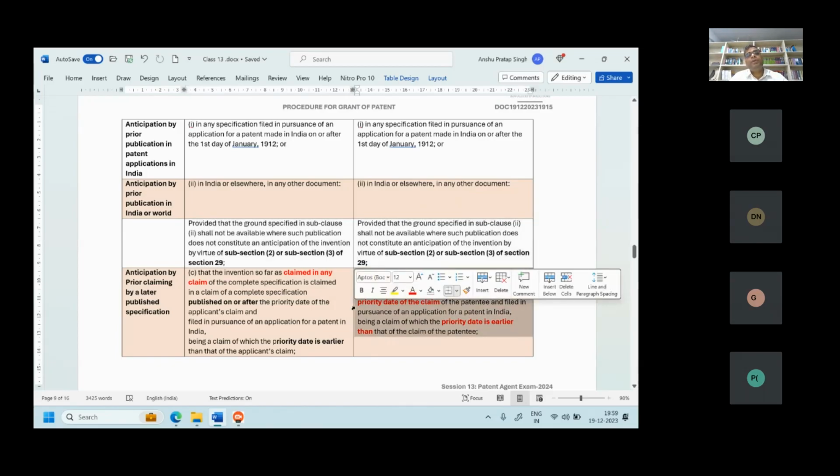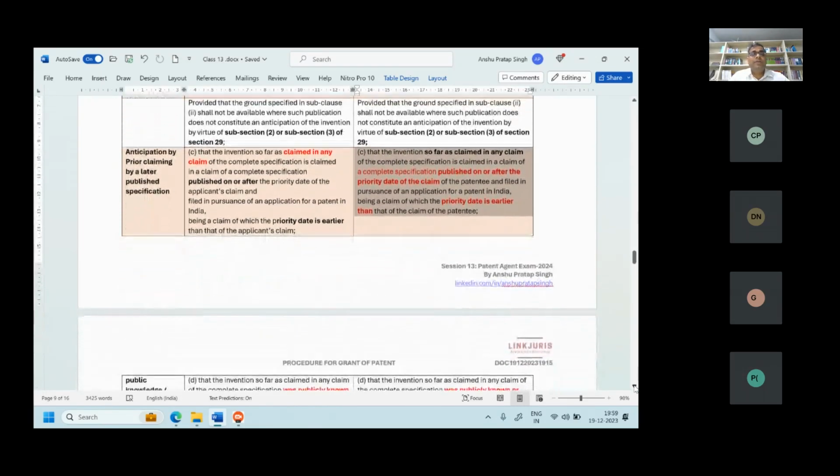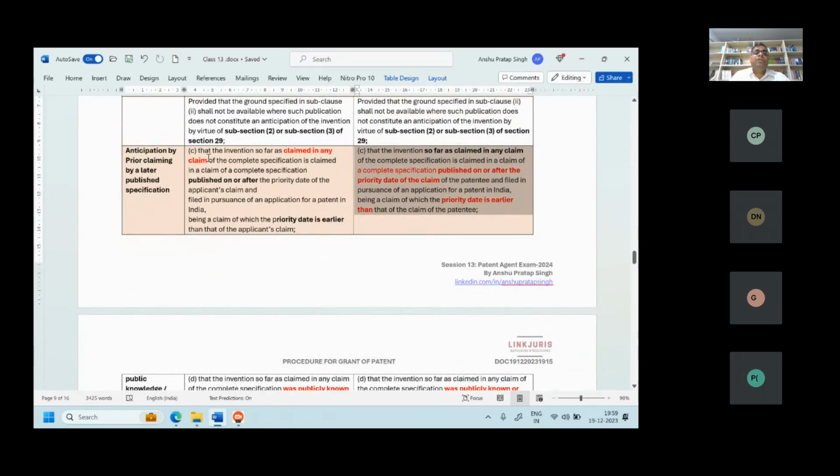Then another one is prior claiming, right? Same thing. Whatever the language is, it's as good as same. That the invention so far as claimed, the invention as so far claimed of the complete specification. Hence, you can remember this. This is applicant's claim, or the claim of patentee. This is simple, only a change because that is a post grant, this is a pre grant.